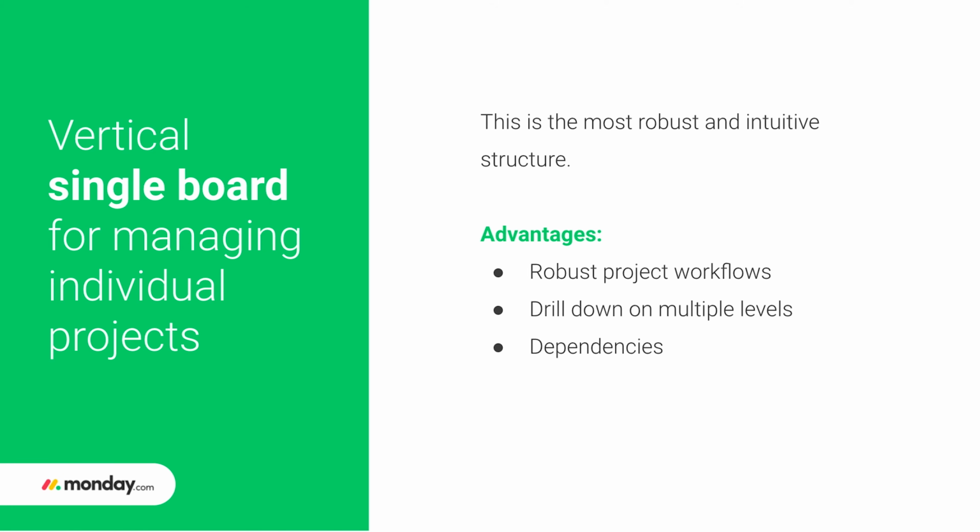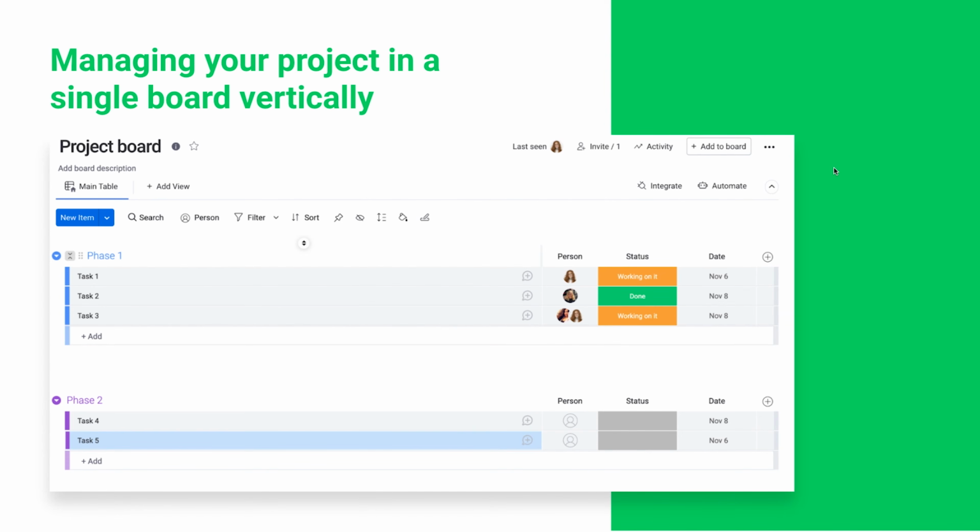So again, some of the advantages here is it's great for robust project workflows. You can drill down on multiple different levels, and it's really good if you utilize the dependency function quite frequently. Cool. All right. So let's look at what an example of this looks like as well. So here is managing your project in a single board vertically, very similar to what we just shared in the account.